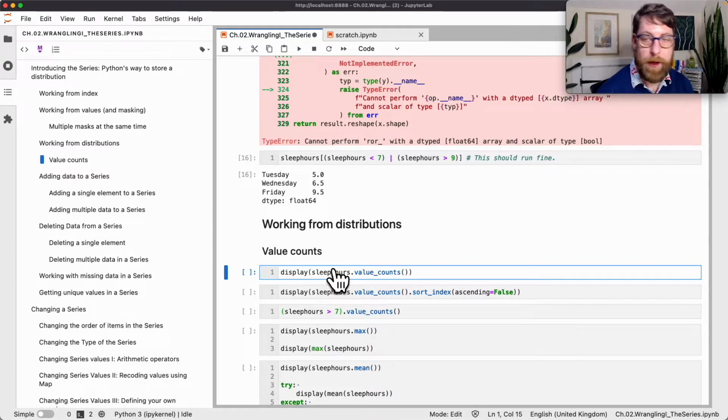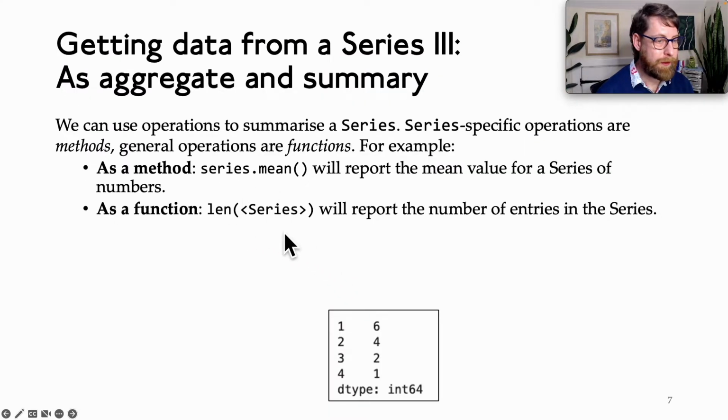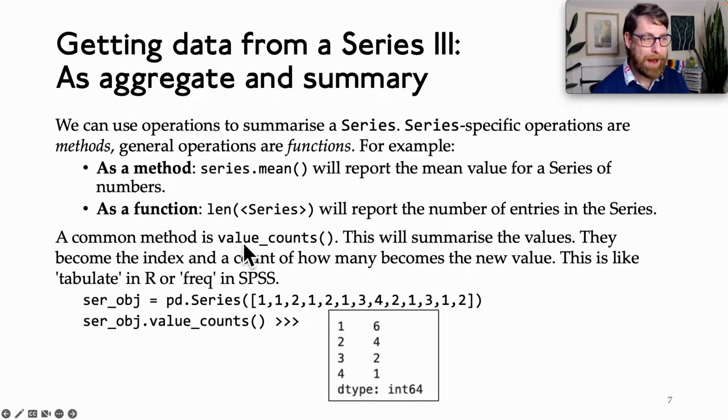Okay, so one of those is value counts, and that's a very, very handy method. It'll summarize the values. For each unique value in the series, it'll tell you how many times that occurs, how many counts of that particular value. So down here you can see what I've done. Series object 1 1 2 1 1 2 1 2 1 3 and so on. And it turns out there's 6 number ones, there's 4 number twos, there's 2 number threes, and there's only 1 number 4.